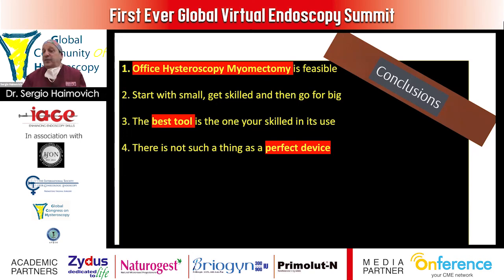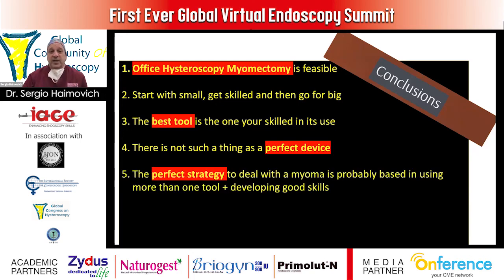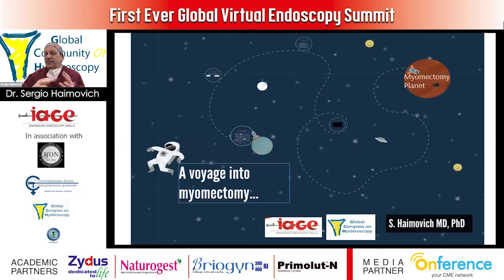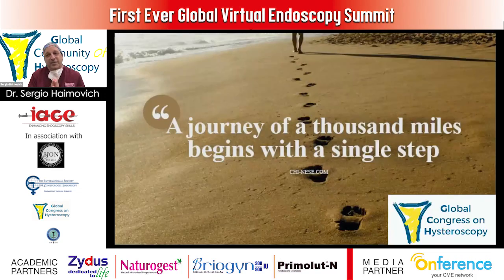There is no such thing as a perfect device. All the devices are good. That's why we are using them. And I believe that the perfect strategy to deal with the myoma is probably based on using more than one tool. Maybe resect the intramural part and then use a kind of cold loop to remove the intramural part, and of course, developing skills. And respecting the capsule by performing enucleation is considered by me the best approach today, especially from the reproductive point of view. So remember that every journey, it doesn't matter how long it is, starts with a single step. Thank you very much.